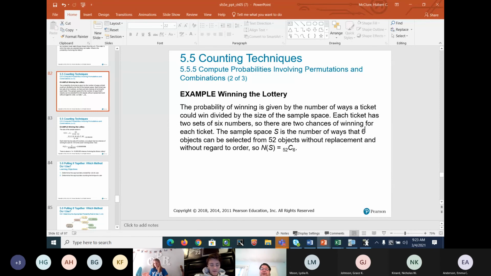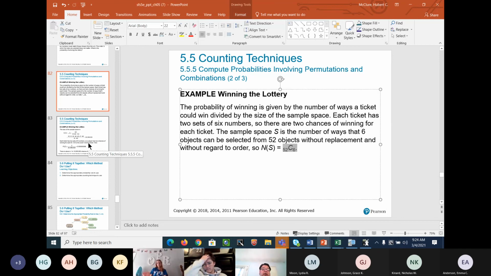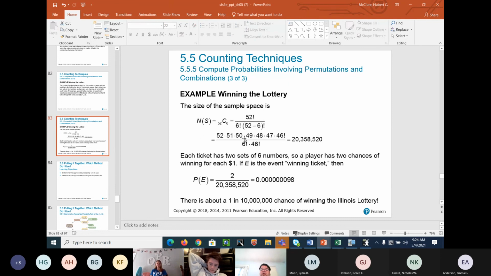So you got a sample space. What is the probability of winning is given by the number of ways a ticket could be divided. Each ticket has 2 sets of 6 numbers, and each number goes from 1 to 52 or 0 to 52 or whatever. And there is your combination, and they show it to you on the next page. You don't have to do all this. You just type it in your calculator, 52 combination 6.